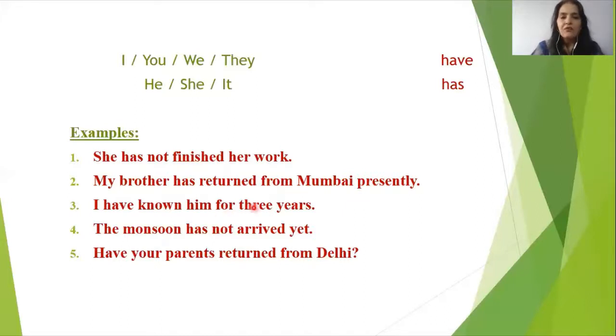I have known him for 3 years. I have known him 3 years, it is given. It means continuously you still know him. Still your interaction is going on, or you are in touch. That's why you are using have known here. Present perfect tense. The monsoon has not arrived yet. The word yet is helping you here. Have your parents returned from Delhi? Interrogative. You're asking the question. Have your parents returned from Delhi?